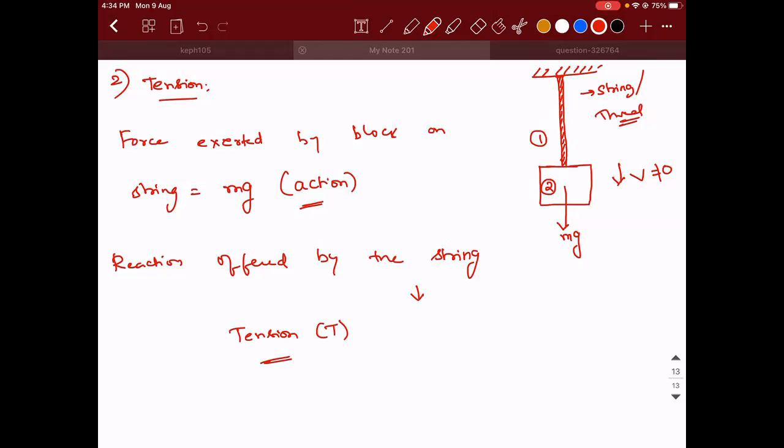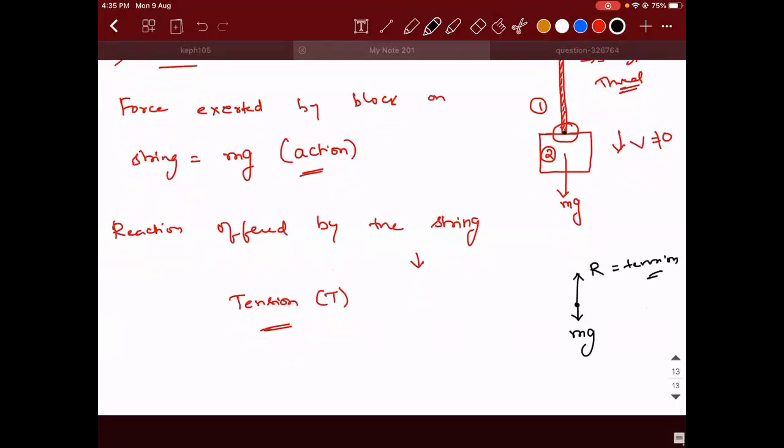Now, what exactly do you mean by this tension? We need to understand this, right? How exactly is this happening? If I take the point where these two objects are in contact, the point which is common between the string and the block is experiencing a force like this. The point is being pulled down by mg, and the same point is balanced by some reaction force within the string, which we call tension. Are you able to understand this?